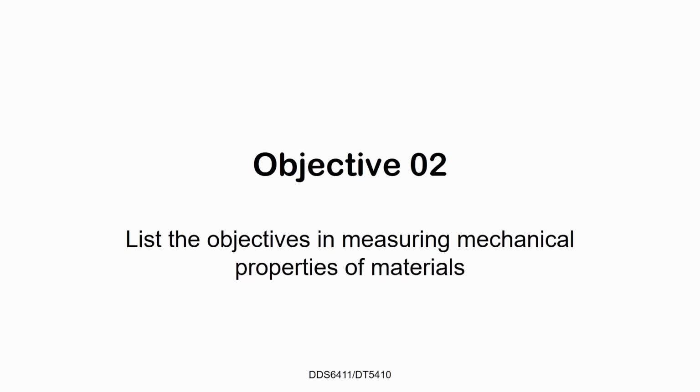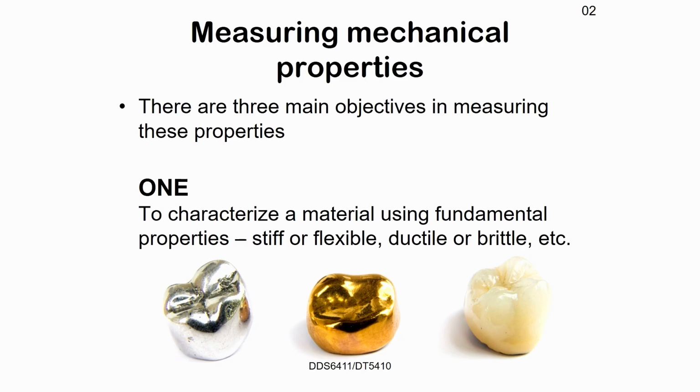We know the importance of mechanical properties. How are we going to measure it, right? Or what's the point of measuring those properties? The first one is to characterize the material, okay, using fundamental properties, and I'll tell you what these are. So in the process, we can determine whether this is a stiff or a flexible material, okay?